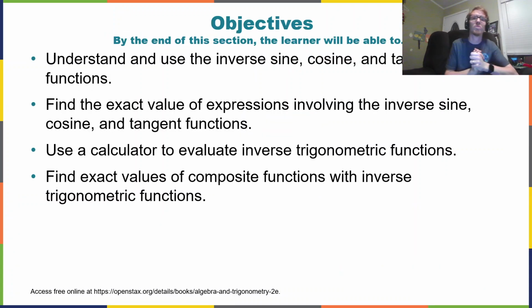So the objectives here are to understand and use the inverse sine, inverse cosine, and inverse tangent functions; to find the exact value of expressions using them; to use a calculator to evaluate inverse trigonometric functions; and to find exact values of composite functions with inverse trigonometric functions. I'm going to highlight this last objective as, in my opinion, one of the most useful things we can run into, particularly in Calculus 2. As you're doing trigonometric integrals, it's something a lot of students just forget about. So it's important that we have that now.